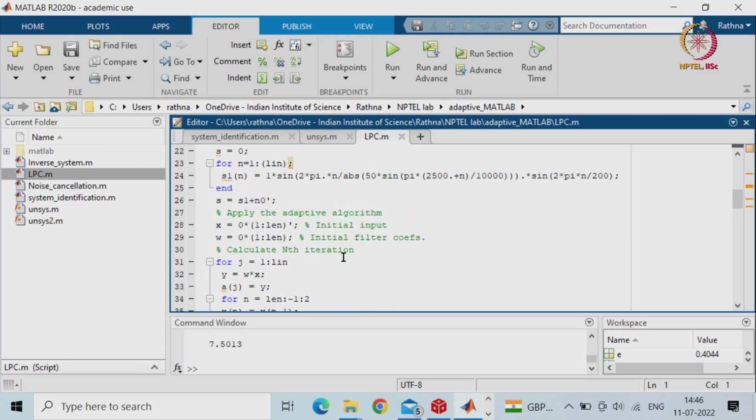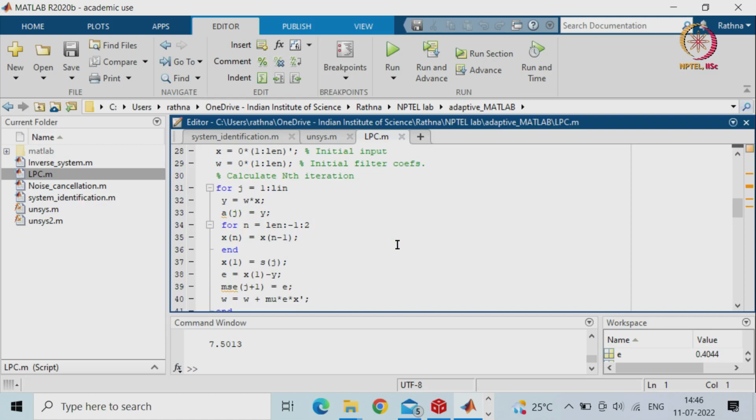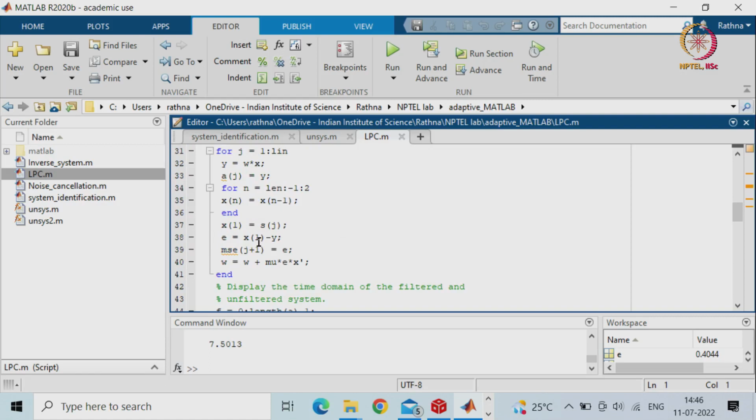Apply the adaptive algorithm. X and W are the initial input as well as the filter coefficients, and you will be running the code multiple times. You will be monitoring the mean square error: J plus 1 will be set to the previous error, and then your weight function is given as W equals W plus whatever the previous value is with respect to the update.